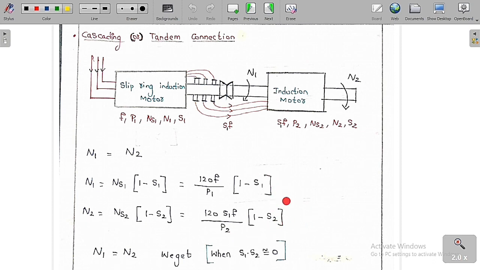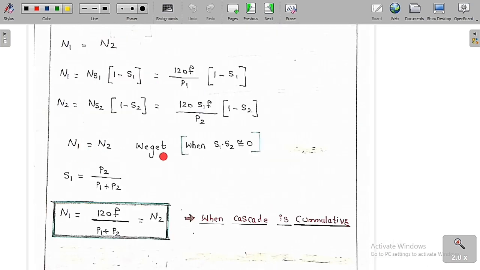Both should be the same, so we should equate these two terms, n1 equal to n2. After simplification we get a complex term, and we assume that s1 into s2 is nearly equal to 0. Then finally we get s1, the slip of the slip ring induction motor, equal to P2 by (P1 plus P2), where P2 is the number of poles of the squirrel cage induction motor and P1 is the number of poles of the stator of the slip ring induction motor. So s1 is equal to P2 by (P1 plus P2).